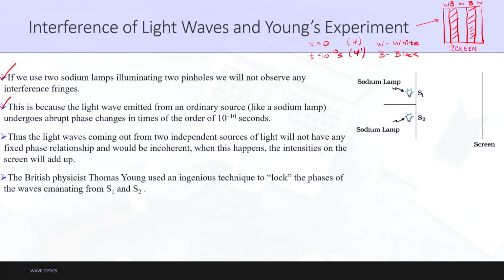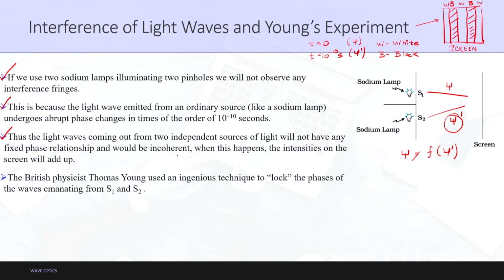So thus the light waves coming out from the two independent sources of light will not have any fixed phase relationship and would be incoherent. What does this mean? This means that a light wave would come from this, let's say it has a phase of phi, and a light wave would come from this, let's say it has a phase of phi dash. Now phi is never a function of phi dash. What does it mean? That there is no fixed relationship between the phase of light coming from source S1 and the phase of light coming from source S2. Thus the light waves coming out from the two independent sources will not have any fixed phase relationship and would be incoherent.